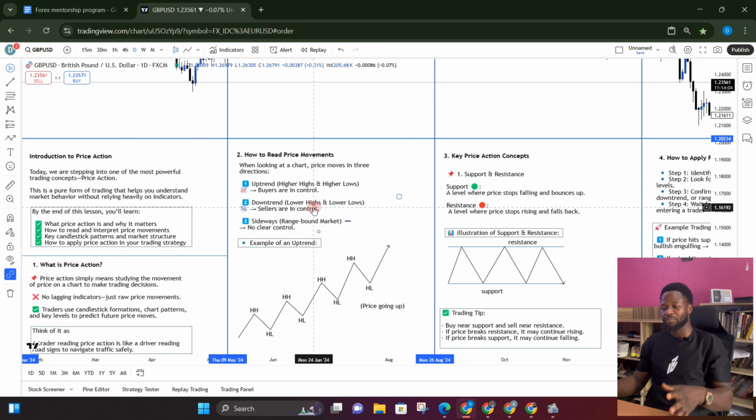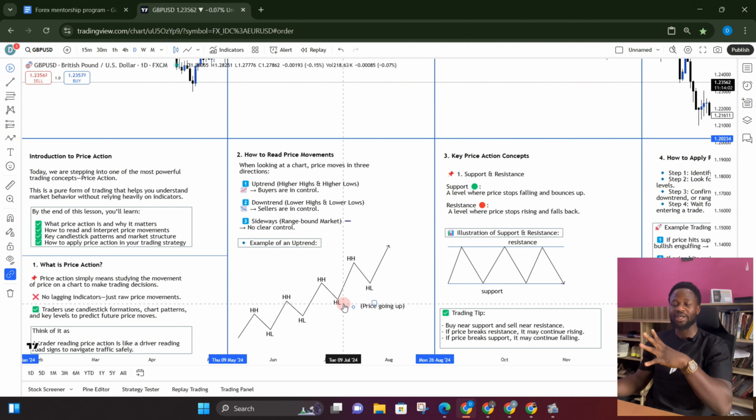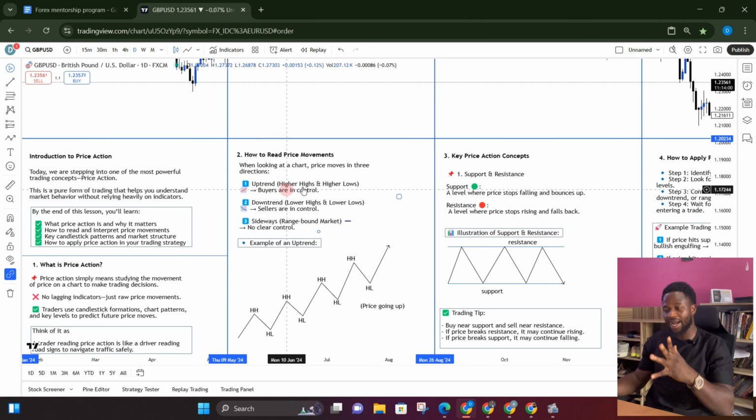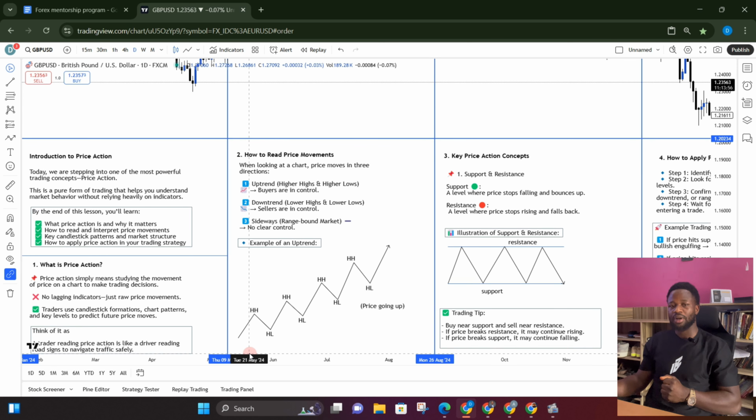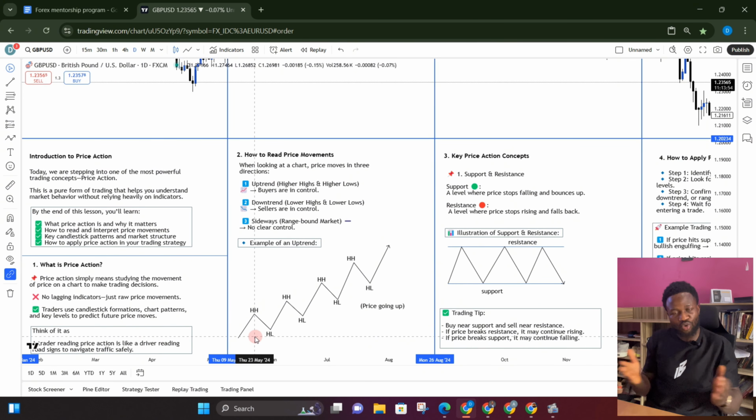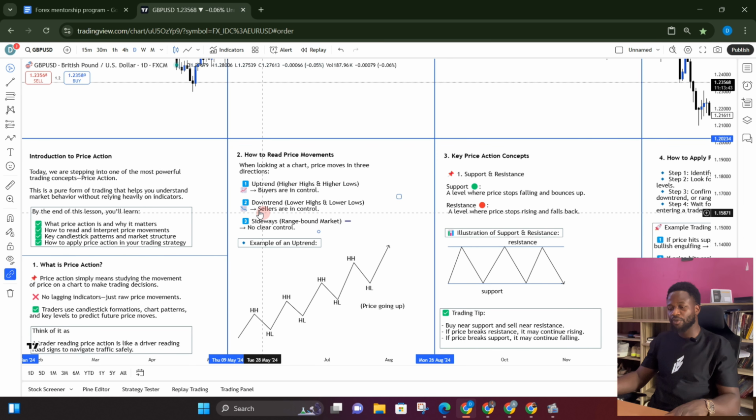So whenever this happens and we're in an uptrend, what it simply means is that buyers are in control. And remember what I told you: when the market is going up and buyers are in control, what are you going to do? You are going to find your opportunities by following the trend and looking for buy entries as well, right? Secondly, let's move on.